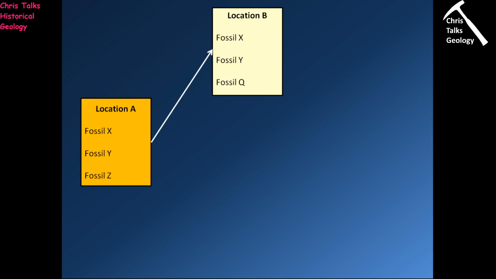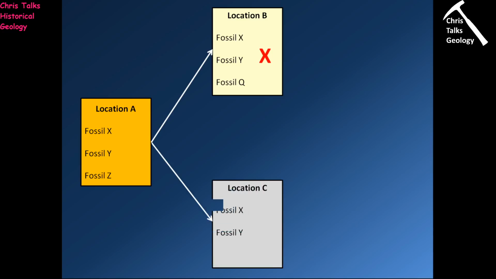So the basic principle is that if we're starting off at location A and we see fossils X, Y and Z in our rock, then we go to location B and we see fossils X, Y and Q. The first question is, are these rocks going to be the same age? Well, fossil X is present and fossil Y is present, but fossil Q is present at location B, fossil Z is missing, and fossil Q isn't present at location A. So although they share two fossils, so they're probably of a similar age, they're not going to be of the same age.